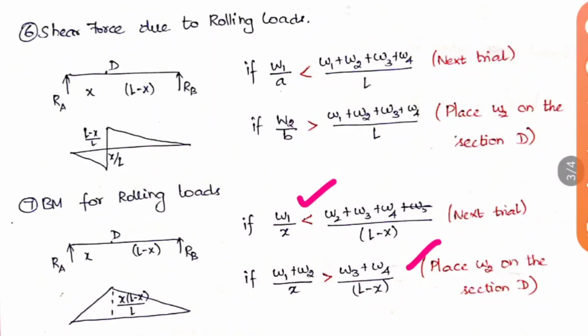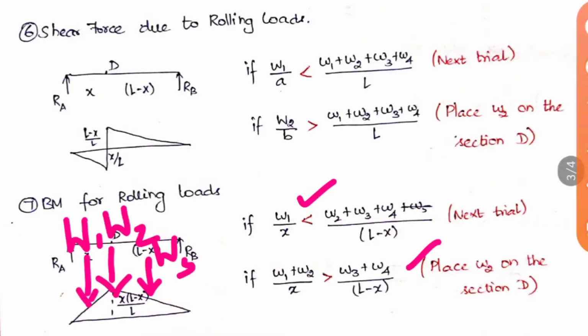When it is less than, then you have to go for the third step, that is W1 plus W2 plus W3 by X should be less than or greater than W4 by L minus X alone. When it stops there, you should place W3 on the section. In this case, W2 has to be placed in the section. So here you place W2, then W1, and here W3, like that.